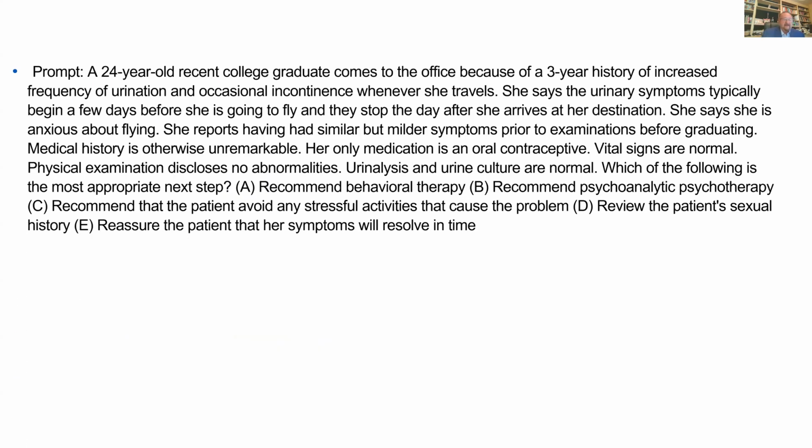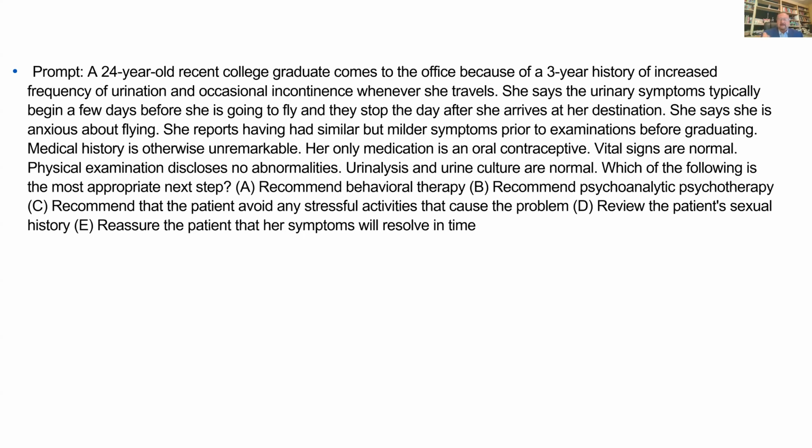Again, here's the case. This is a 24-year-old recent college graduate who comes to the office because of a 3-year history of increased frequency of urination and occasional incontinence whenever she travels. She says the urinary symptoms typically begin a few days before she's going to fly, and they stop the day after she arrives at her destination. She says she is anxious about flying, and she reports having similar but milder symptoms prior to exams before graduating from school. Her history is otherwise unremarkable. Her medication is only oral contraceptives. Her vital signs are normal. Physical exam has no abnormalities. Urinalysis and urine culture are normal.